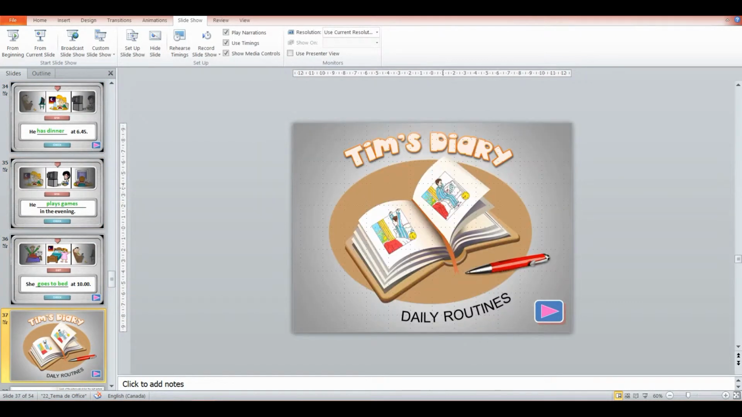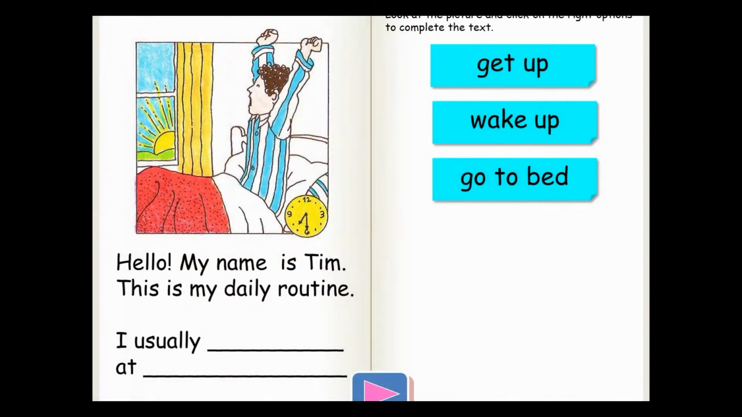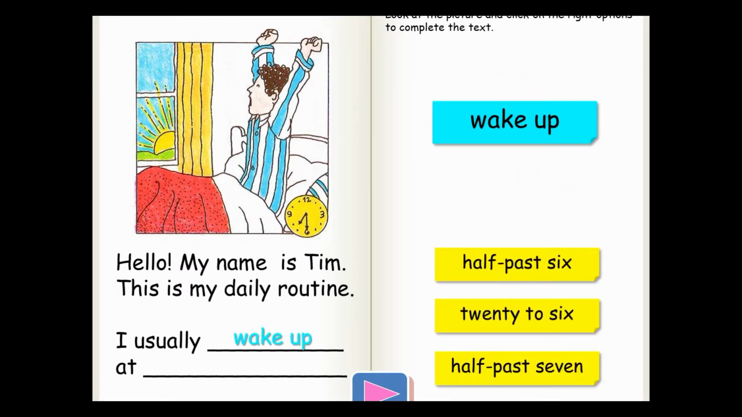And then we go into this game, which is like a diary, story, blank fill kind of exercise. So this is a story about Tim and his daily routine. First, they have to choose the routine. So I usually ask, what's he doing? So we're looking at the action in the picture. Wake up, and then we've got to fill in the actual time that he does that. So we have to look at the clock.